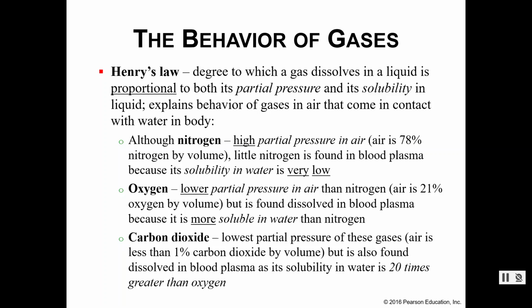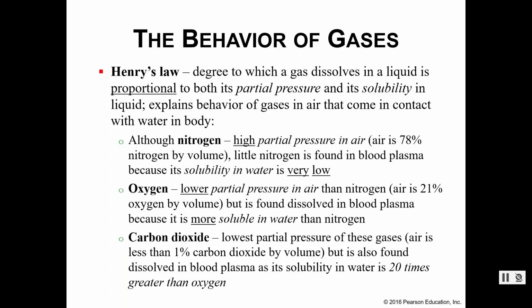Now oxygen has a lower partial pressure compared to nitrogen. 21% is what we calculated on the last slide. But it is found dissolved somewhat in blood plasma because it is more soluble in water compared to nitrogen. Now, these are really just relative comparisons. So nitrogen is not very soluble, so you have very little to no nitrogen in your plasma.